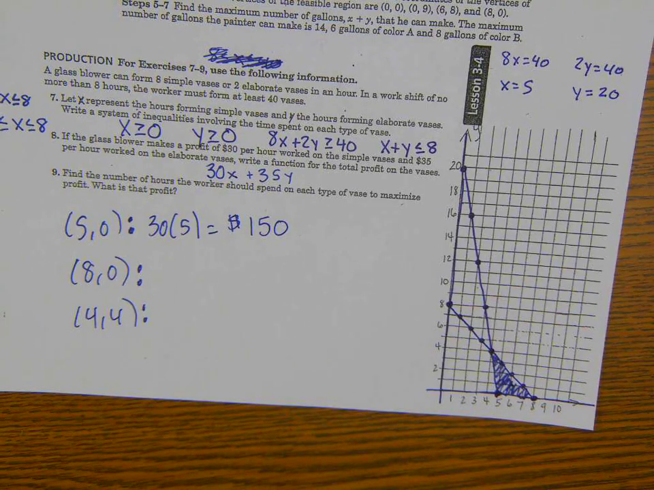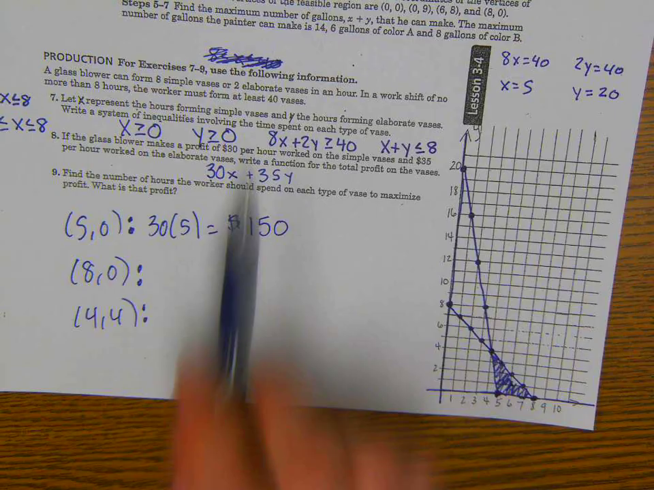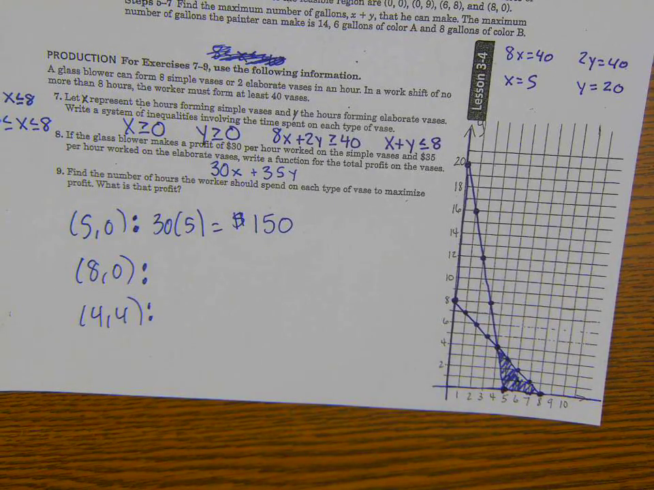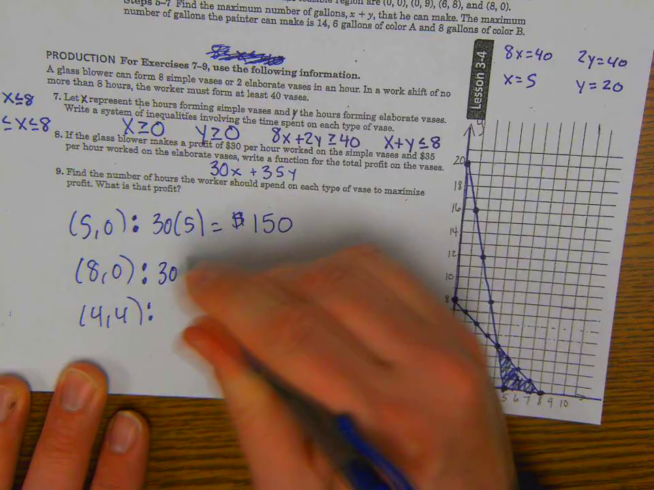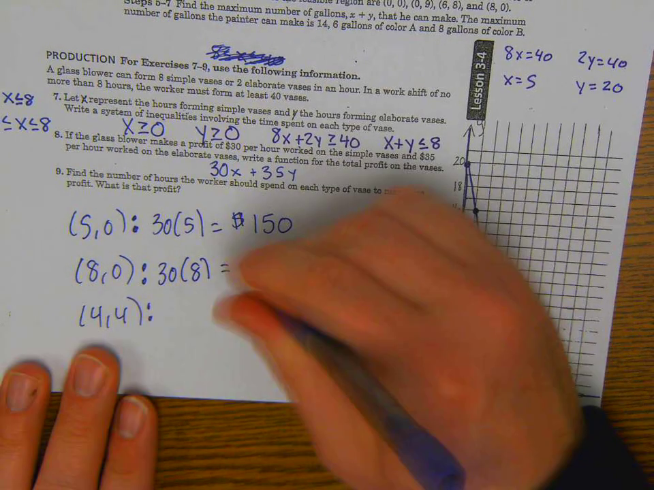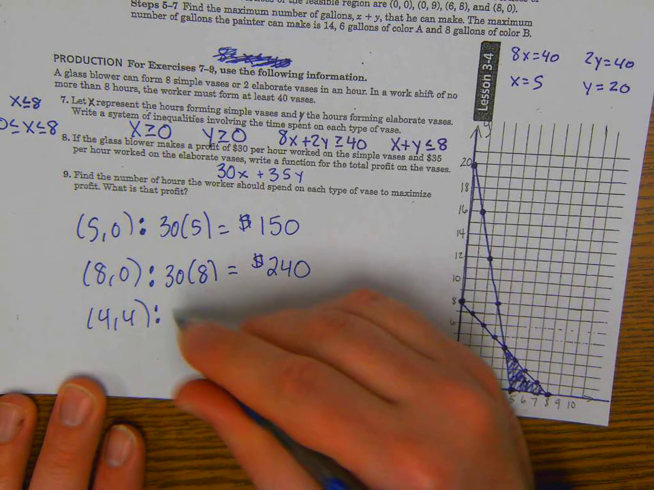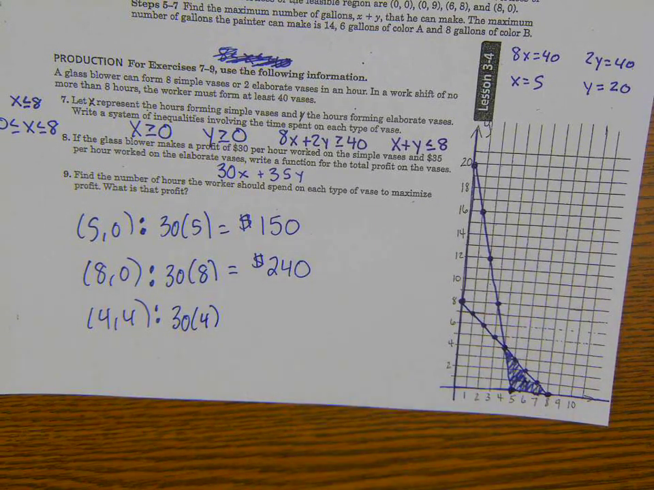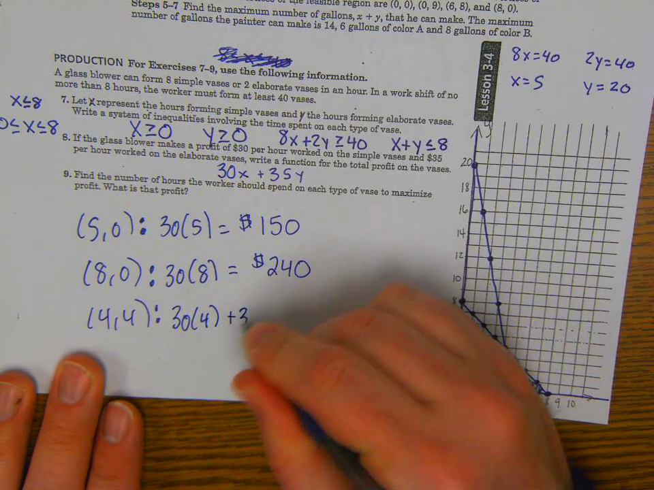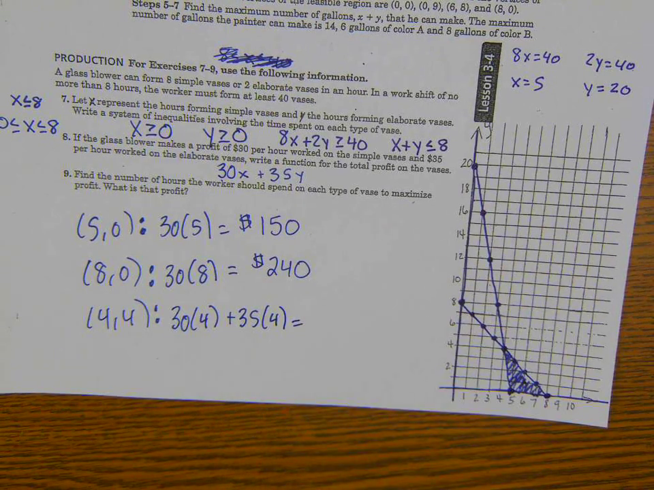So if they have something going on and they can't work, they need to take off early or something, go to their kids' track meet or something like that, they could leave after 5 hours, work the whole day on simple vases, and they'll meet their minimum requirements, and they'll get $150 profit. But the other options are to just spend the whole day working on simple vases. They'll make $240 if they do that, or they could spend 4 hours on simple and 4 hours on elaborate. Remember, they get 30 an hour for simple, but they get 35 an hour for elaborate. What's 30 times 4 plus 35 times 4?